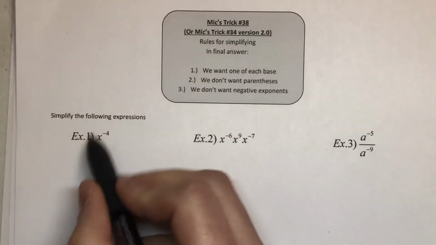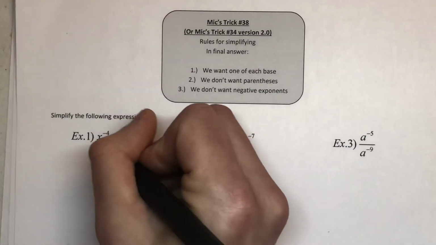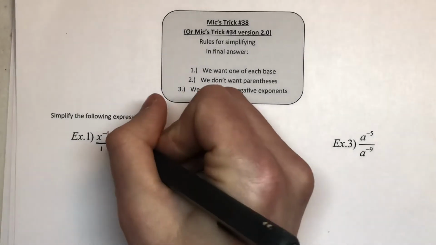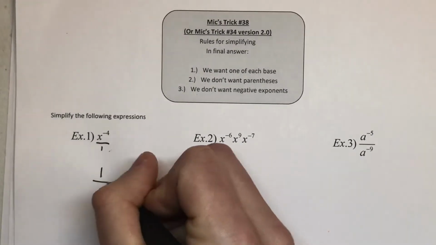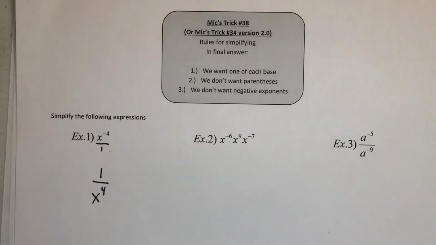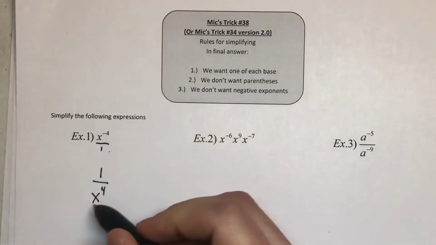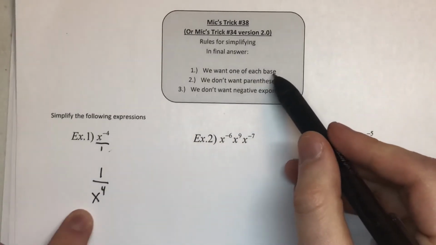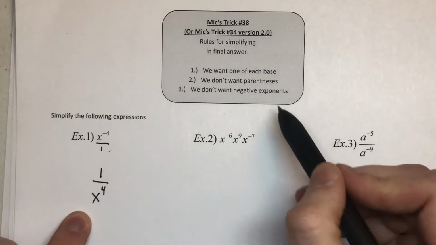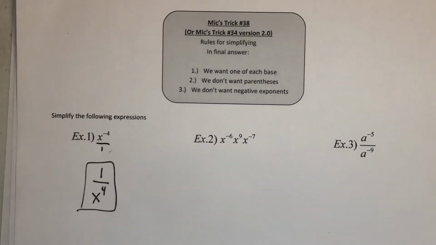So the first one, all I have is x to the negative fourth. So that cannot be a final answer because it has a negative exponent. So I'll rewrite it. It's x to the negative 4, which again is technically in a numerator, so move it to the denominator with the 1 up top for a placeholder, and that becomes x to the positive 4, and that right there is our final answer. That's it. We've got exactly what we want. One of the base, we've got just this single x, we have no parentheses and no negative exponents. That's as much as we can do there. That's kind of our checklist.